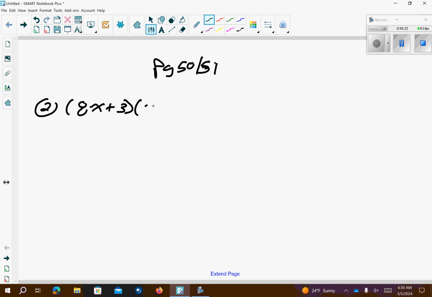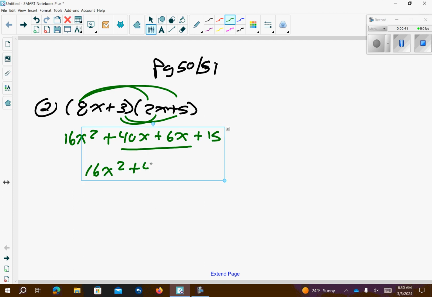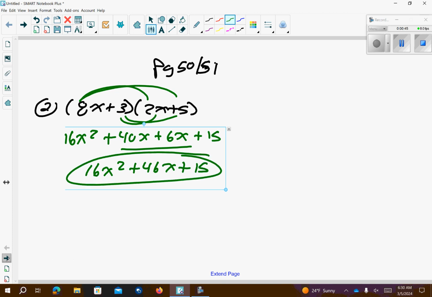So problem number 2 looks like this. Remember, this is the double distribute, so we're going to multiply here. That's going to give me 16x squared, plus 40x, plus 6x, and plus 15. We have these as our like terms, so that's going to give me 16x squared plus 46x plus 15 as your answer.